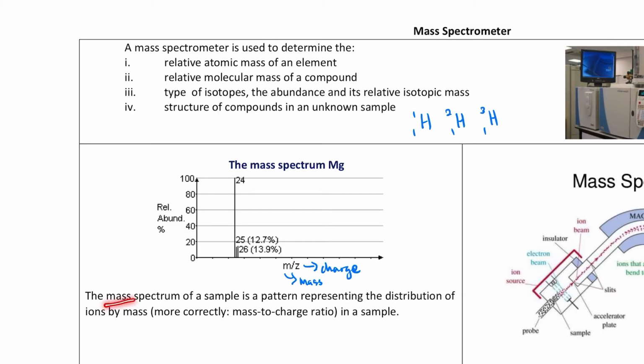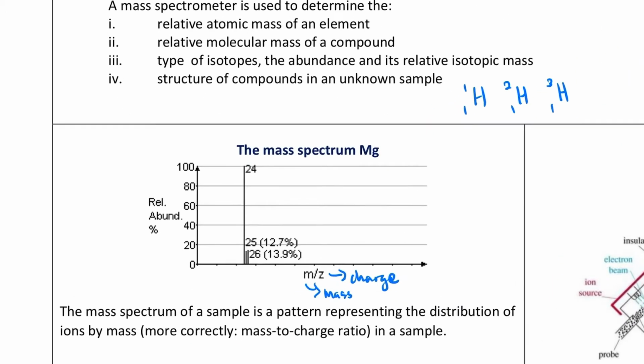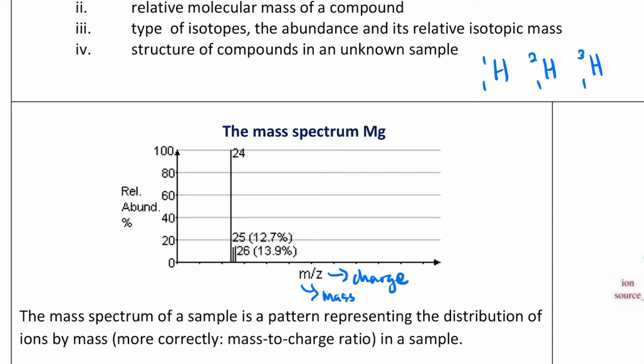Mass to charge ratio. So dia kata the mass spectrum of a sample is a pattern representing the distribution of ion by mass, more correctly mass to charge ratio in a sample. So kiranya kalau kamu nampak dekat sini kita ada 3 line. 3 peak lah, we call it as peak, P-E-A-K. There are 3 peaks here.